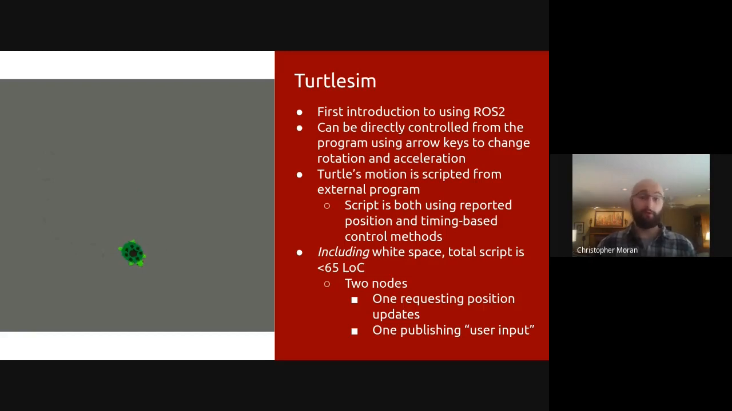Including white space, the total script for the motion that you're seeing on the screen there is under 65 lines of code, which includes the instantiation and connection of two nodes to the host, as well as the actual behavioral code itself. Lines of code are not a perfect metric for estimating the simplicity of a given program, but it's not a bad metric for that either.